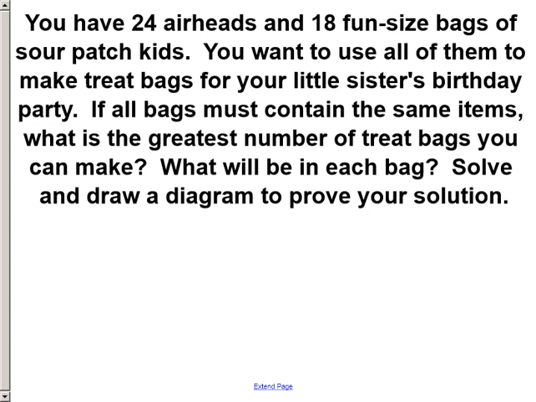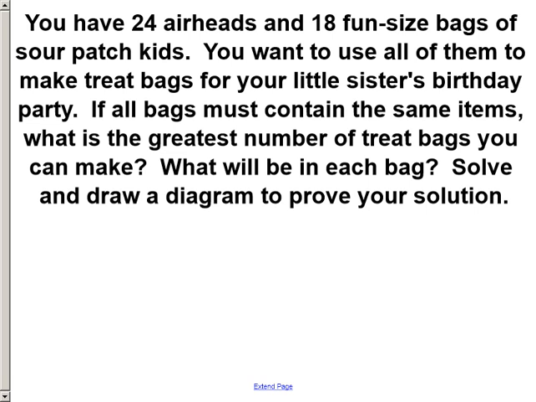What will be in each bag? Solve and draw a diagram to prove your solution. So let's think about this for a minute. Make sure we understand what it's saying. We want to make treat bags like you might get at a birthday party or something like that. And normally when you go there, the bags pretty much all have the same thing in them because otherwise somebody's going to fight about it.